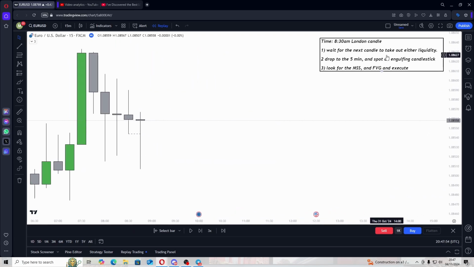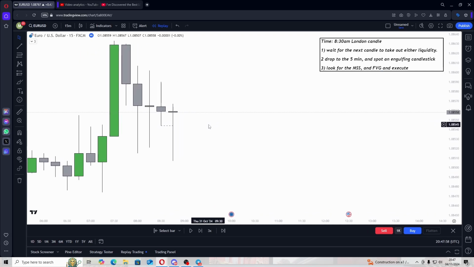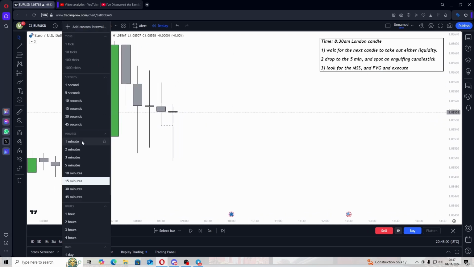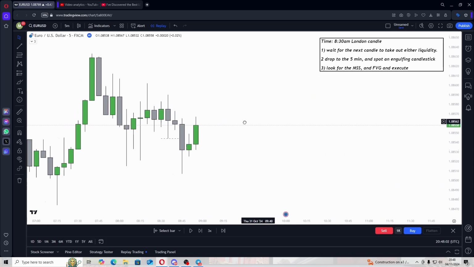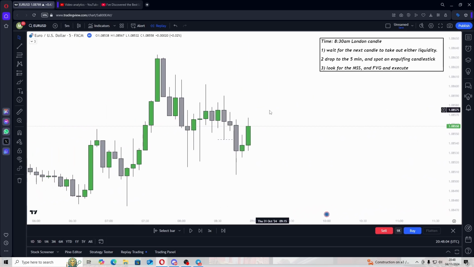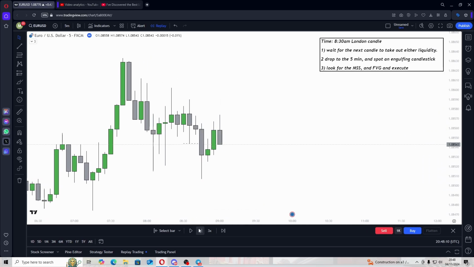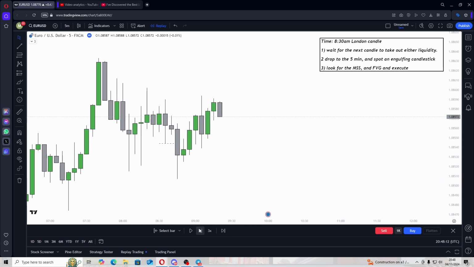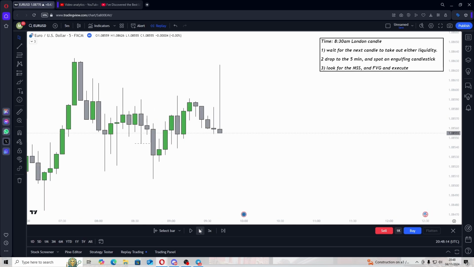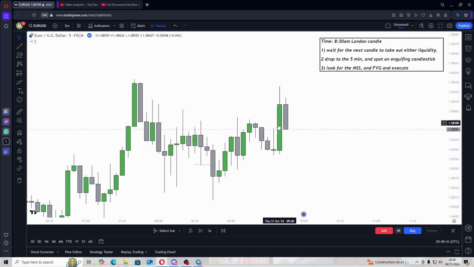Wait for the next candle to take out either highs or lows. Okay, and it's took out lows right now. So what we need to do now is drop down to the 5-minute time frame, like I did here. You drop down to the 5-minute time frame and you spot an engulfing candlestick. Okay, so I'm gonna be playing price forward. We need an engulfing candlestick towards the upside. That's what we're looking for right now. And there we go. We just got a very, very massive engulfing candlestick right here.